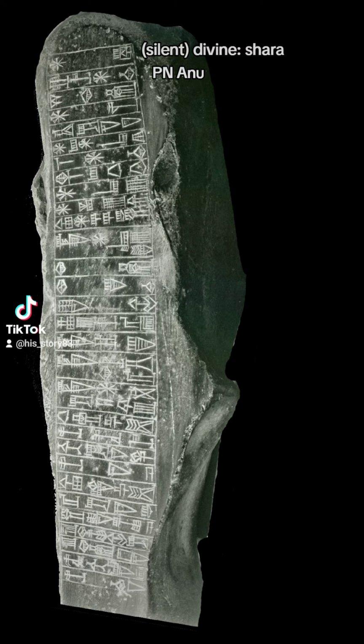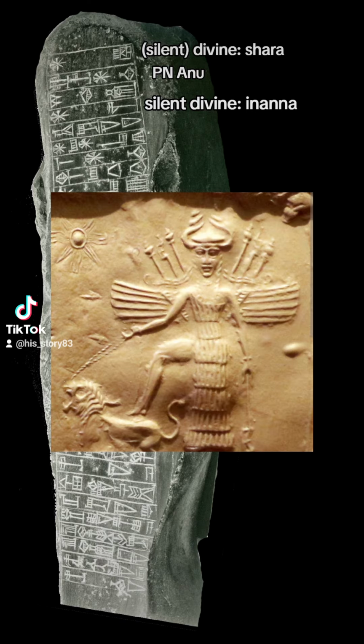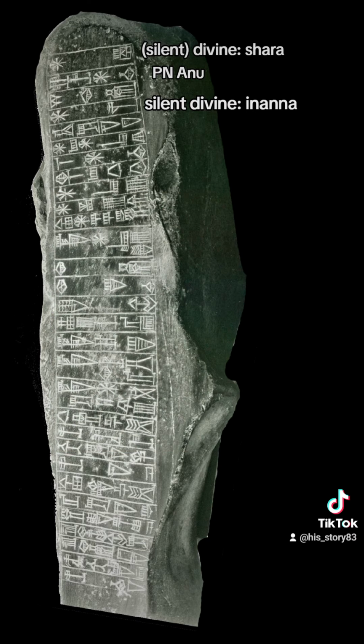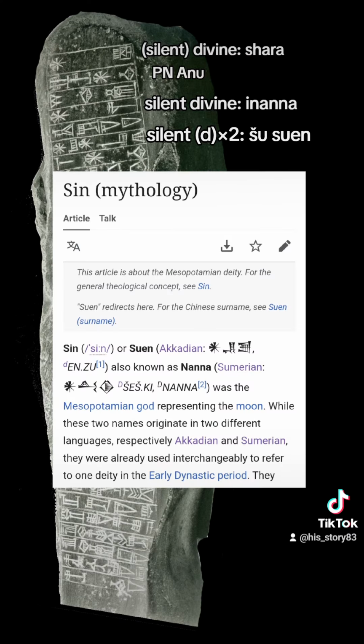So 2 lines down, serving the same purpose as the top line, as a silent determinative for the name of the goddess Inanna. 2 lines down again. So on this line you see it twice, and again it's being used as a silent determinative both times, but it's of one name. This is the name of a king, and he's being named after the god of the moon, so that's why you see it twice in his name.